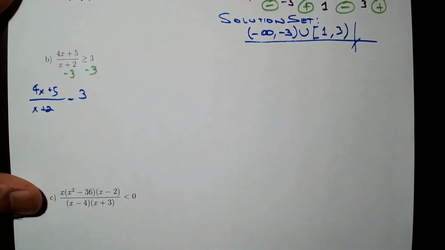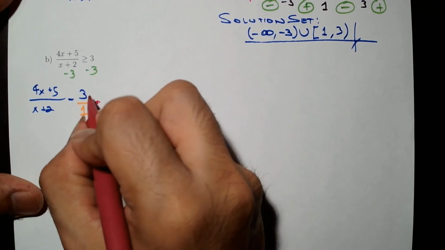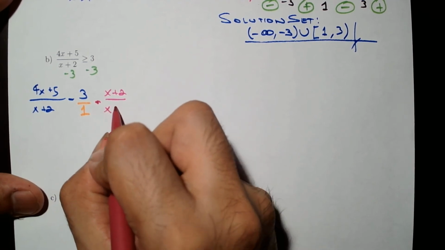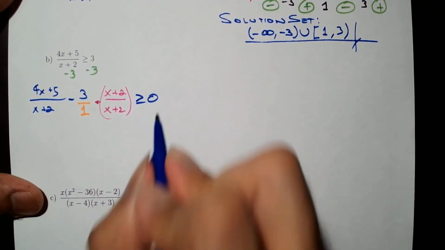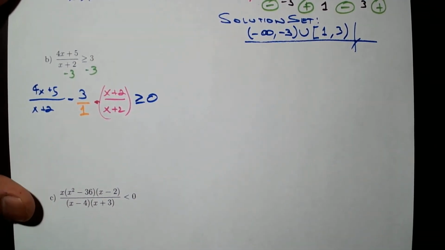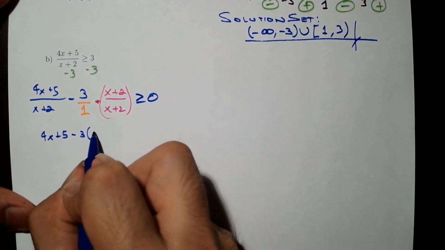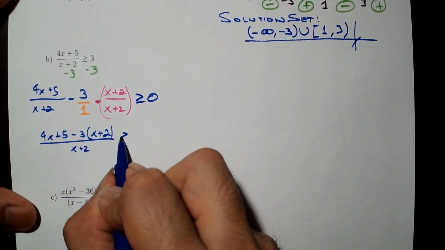In this case, I will use the least common denominator in order to get a single fraction. So I'm going to multiply numerator and denominator of the second term by x plus 2 divided by x plus 2. And that's greater than or equal to 0. All right. So when I combine these together, I obtain the following: 4x plus 5 minus 3 times x plus 2 in the numerator divided by x plus 2 in the denominator.